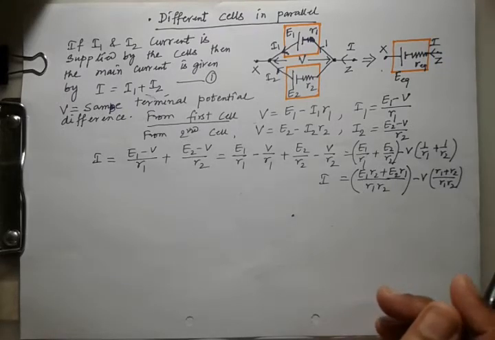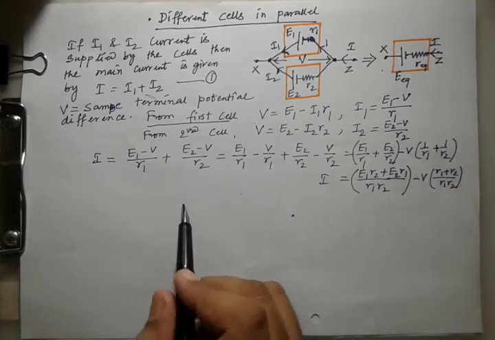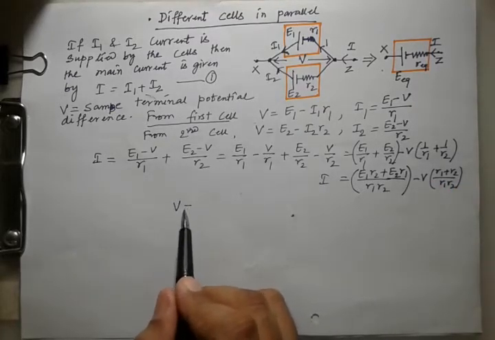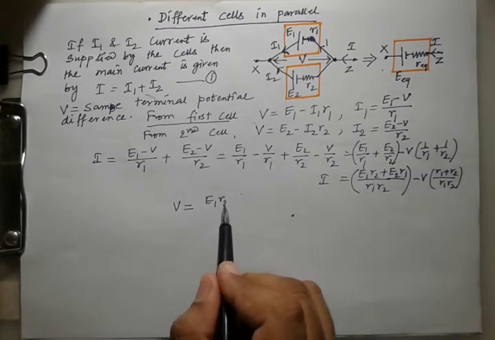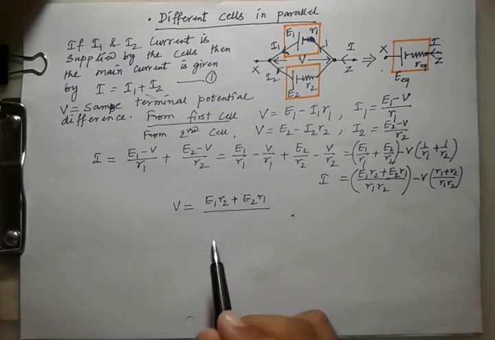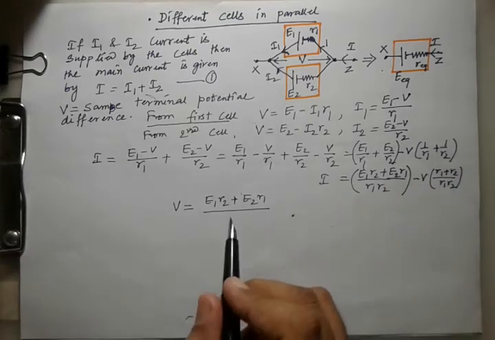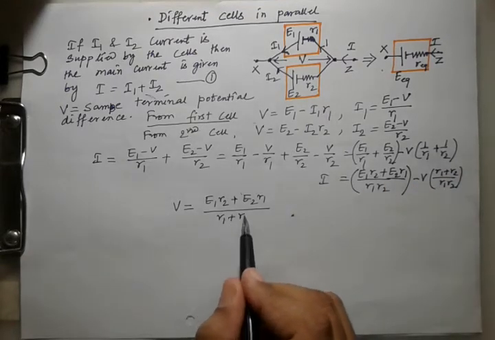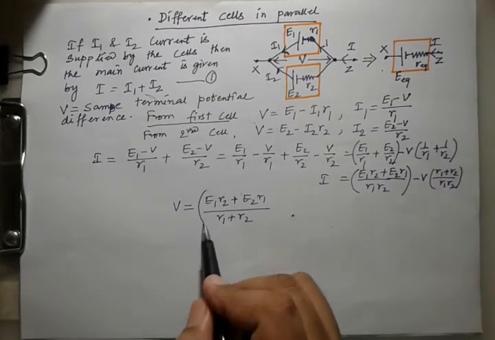So we're going to find out the value of V from here. So V will be equal to E1 R2 plus E2 R1, divided by R1 plus R2. If you divide by this one, R1 plus R2 will come here. So you calculate this one, you get E1 by R.